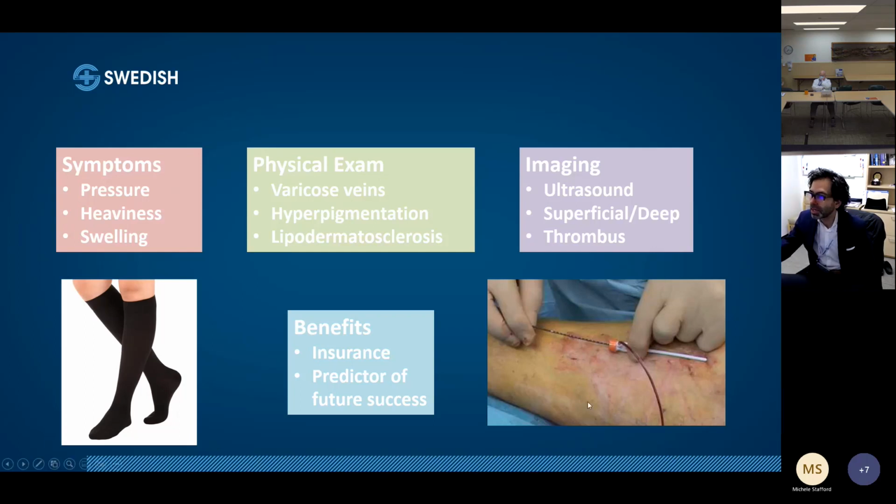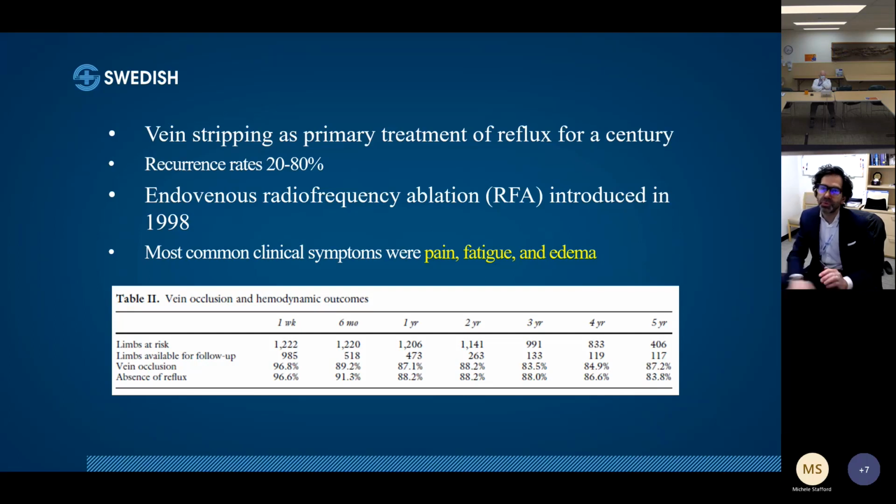The bottom right slide just shows a sheath and a radiofrequency catheter. So these procedures, for the most part, should be done in office, take 30 to 45 minutes to do, or done with just some local anesthesia and ultrasound guidance. So how good are therapies?